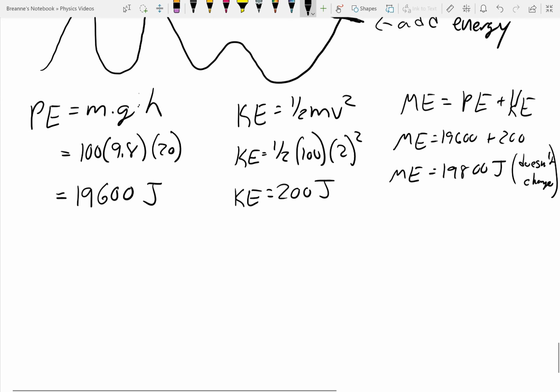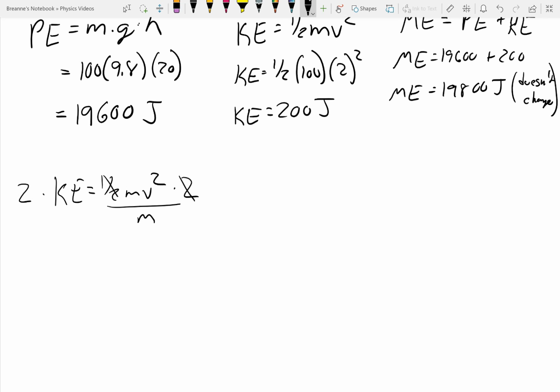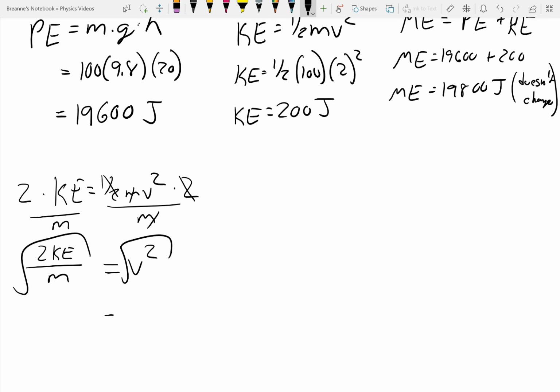And then to find your velocity, you take your kinetic energy equation and you manipulate. So you want velocity by itself, so you multiply both sides by 2, divide both sides by your mass, and you get v squared is 2 KE over m. You want to get rid of the squared, so you square root, and you get velocity is the square root of 2 KE over m. And then you just plug in to solve for your velocity. That's about it for that one.